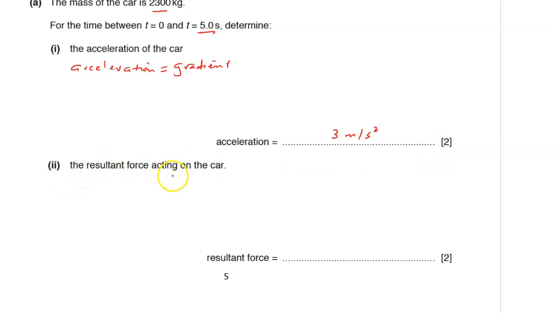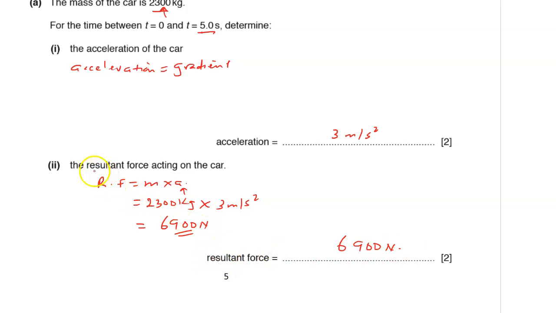The resultant force acting on the car. Of course, the resultant force is equal to mass times acceleration. And we are given the mass of the car here to be 2300 kilogram times the acceleration of the car from t equals 0 to t equals 5 seconds, which you have calculated here. We have found it is 3 meters per second squared. And of course, when you multiply that, you'll get 6,900 newtons. Of course, the car can only accelerate if it's acted upon by a resultant force. If there's no resultant force, the car will not accelerate. Very well.